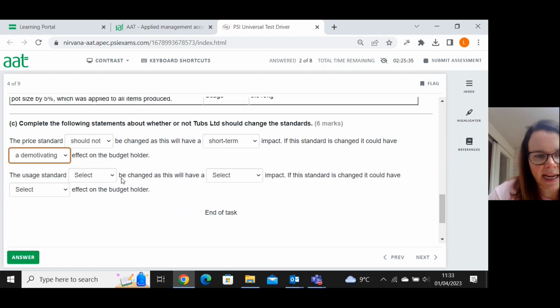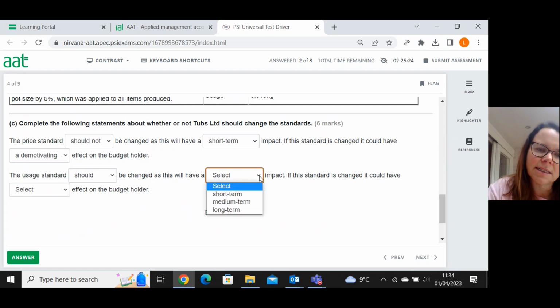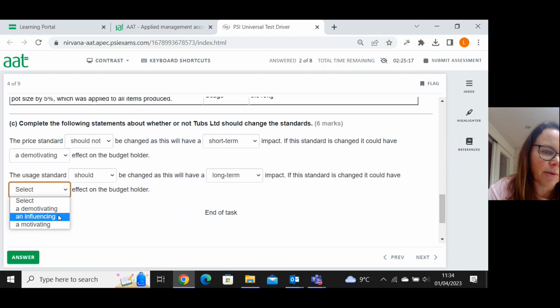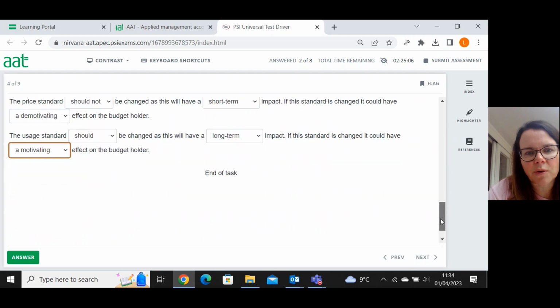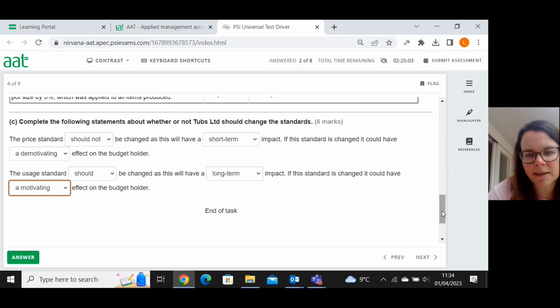So then the usage standards, so this is at the request of the major customer. So this one should be changed, as this will have a long-term impact. If this standard is changed, it could have a motivating effect on the budget holder, because you know they would want to make sure that they're meeting the standard required by the customer. Not too keen on that question, not going to lie, but there we go.